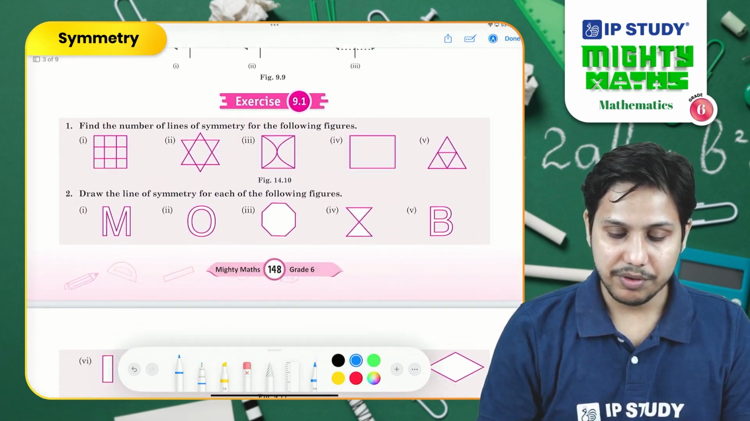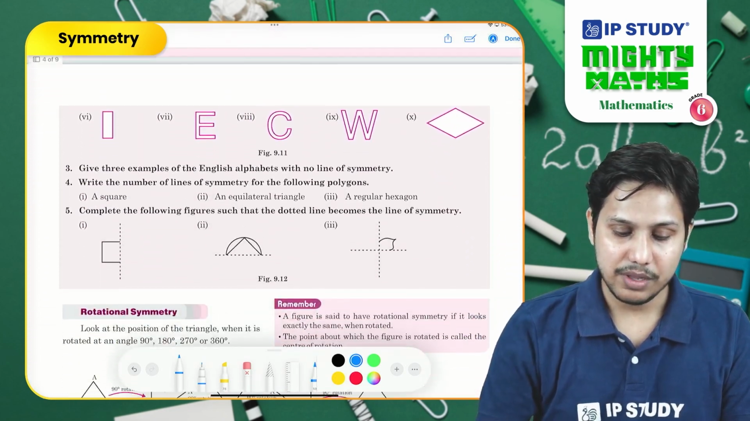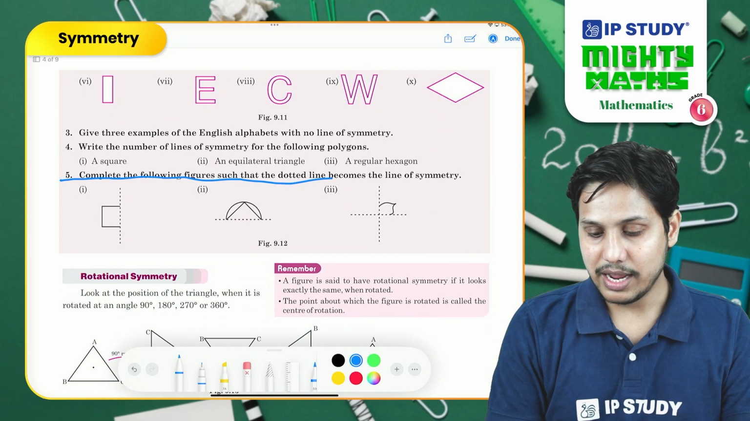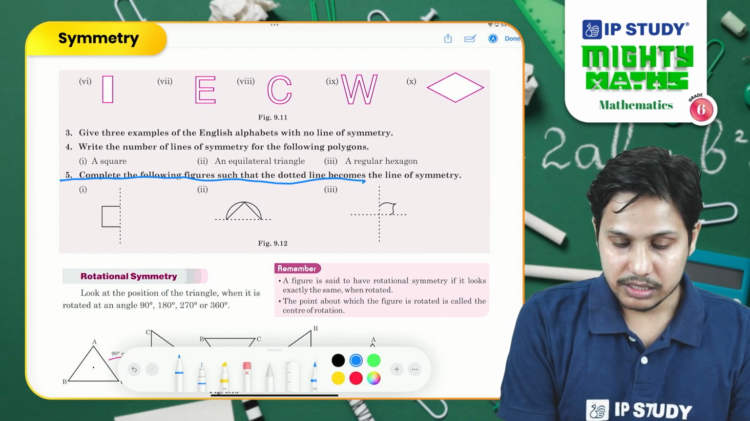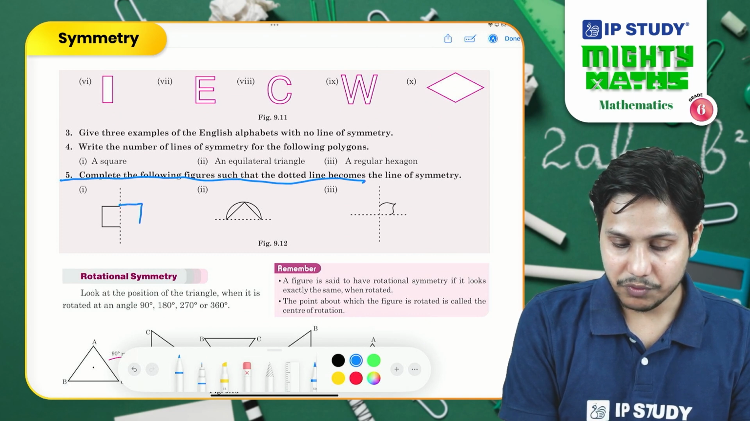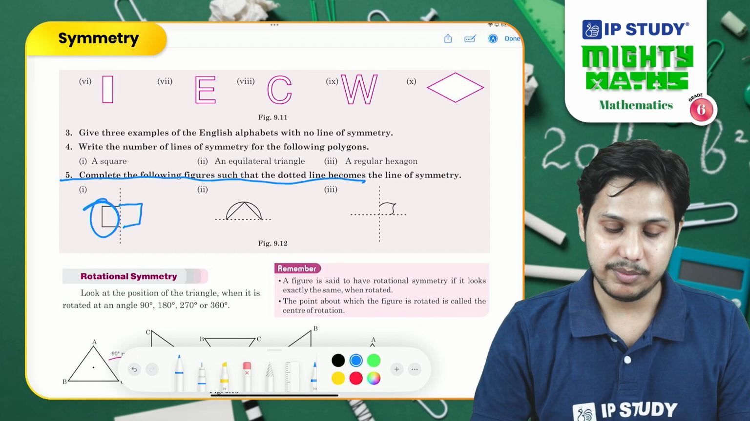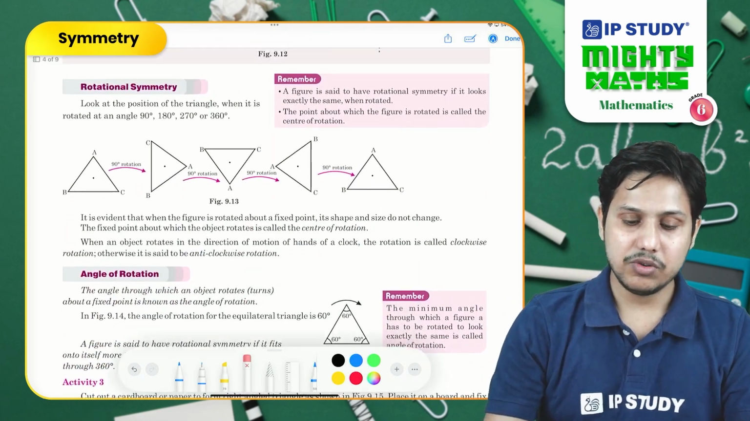Now moving forward, here are some questions you can try. Let's suppose we want to complete the following figure such that the dotted line becomes the line of symmetry. You can check how we can replicate the given figure on one side of the line of symmetry. So the next topic is rotational symmetry.